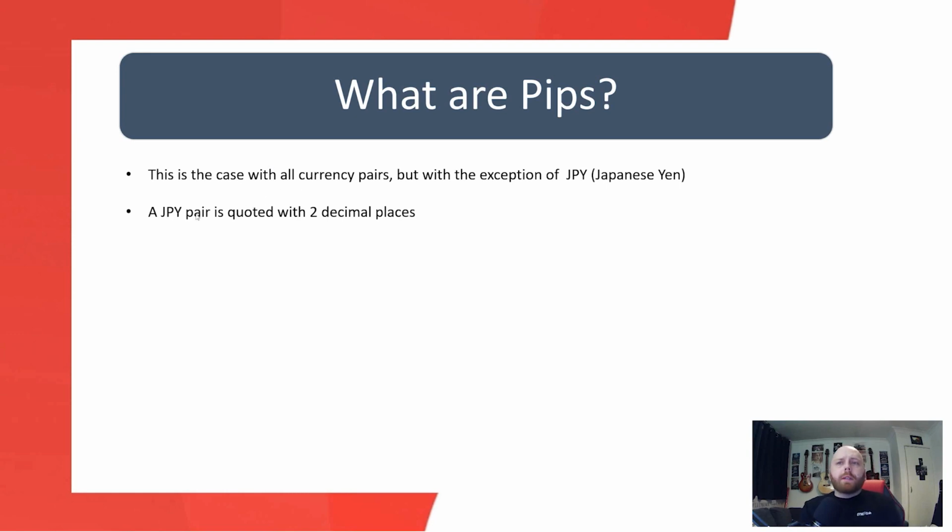So the reason why is a Japanese yen pair is quoted with 2 decimal places instead of 4. Now, it's exactly the same sort of thinking that we were doing before, except each pip is the value of 0.01. So rather than working out 4 decimal places, we now just got to work out 2. And it's exactly the same maths otherwise. So let's just have an example though.